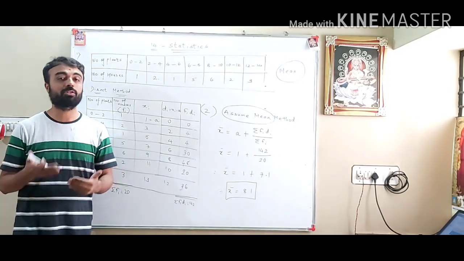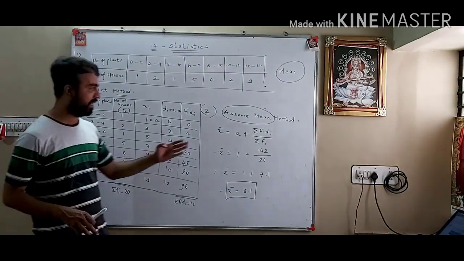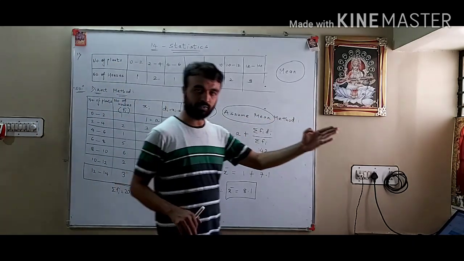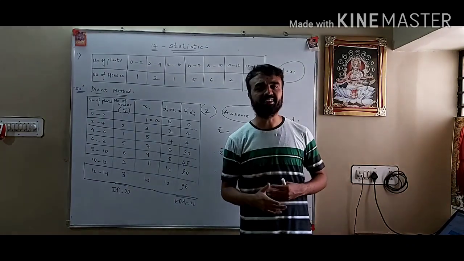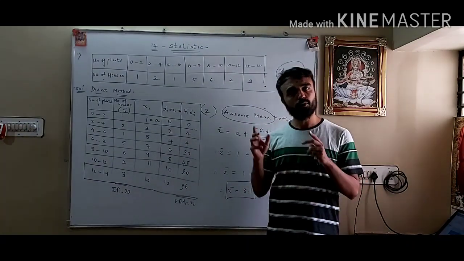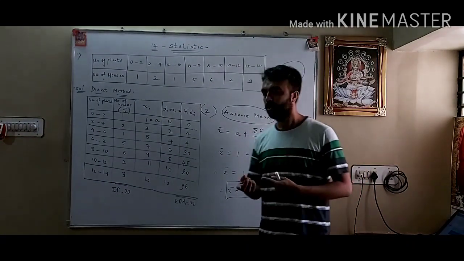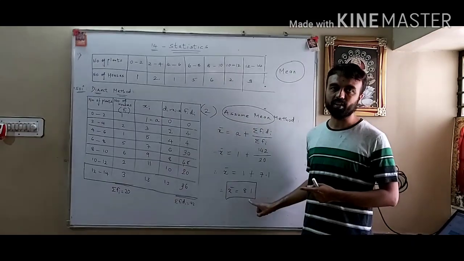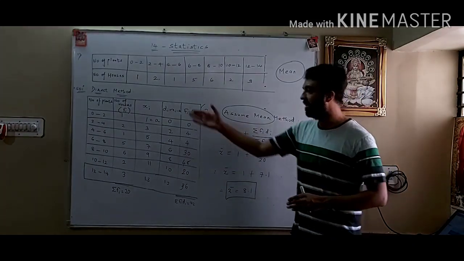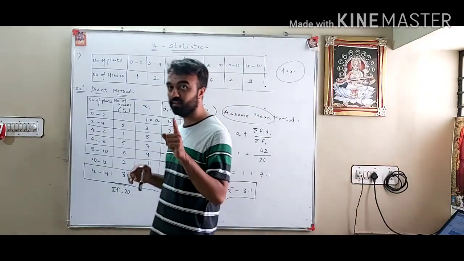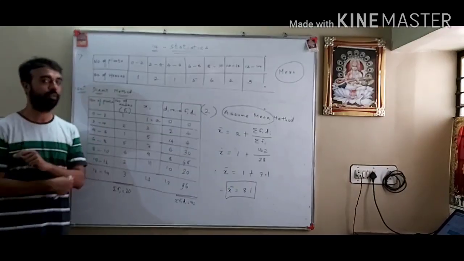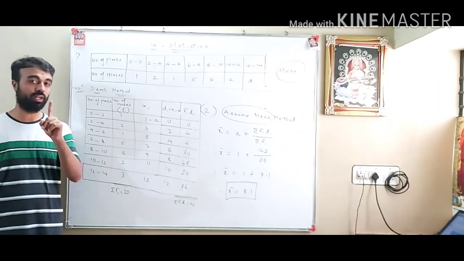So the moral of the story is, whether you use the direct method, the assumed mean method, or the third method, which we are going to learn in the next video lecture, you can find the same answer, 8.1. So methods may change, but the answer will not change. This is the final slogan I want to tell you.